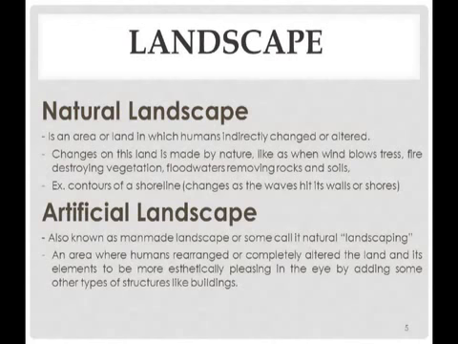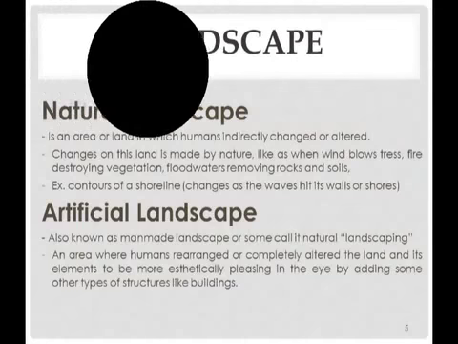Artificial landscape is known as a man-made landscape, or some call it cultural landscaping. It is an area where humans rearrange or completely alter the land and its elements to be more aesthetically pleasing to the eye by adding some other types of structures like buildings.